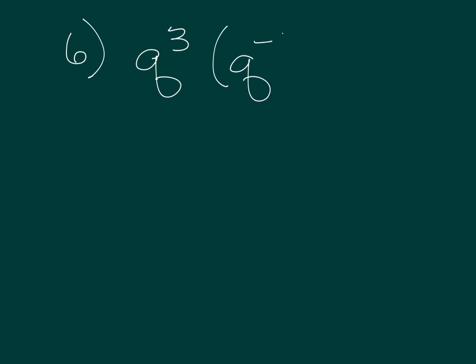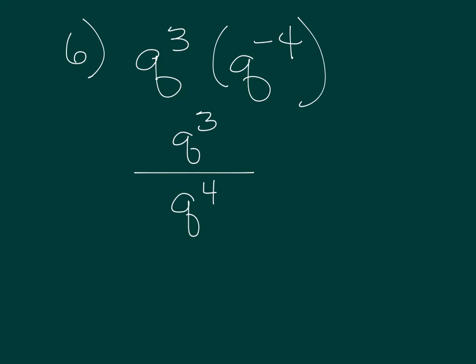Problem number 6. We have q to the third times q to the negative fourth. Okay, now we're talking the same variable. So now we're going to know that there's going to be some simplifying that's involved. But we're going to start out the exact same way. So my positive q to the third is going to stay on top. My q to the negative fourth is going to go to the bottom.